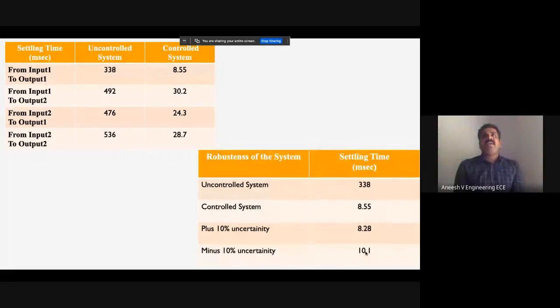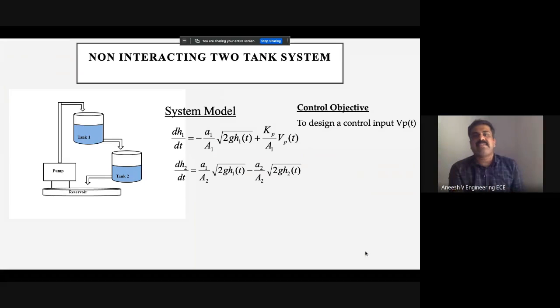Now, we can discuss how this controller affects industry processes. Maybe as instrumentation students, you studied interacting and non-interacting systems: interacting 2-tank, interacting 3-tank, non-interacting 2-tank, non-interacting 3-tank and so on. So I'm making the simplest example here of how this backstepping technique can be applied: a non-interacting 2-tank system.